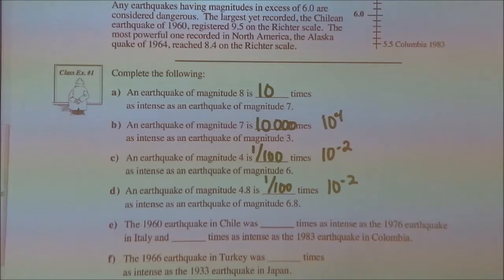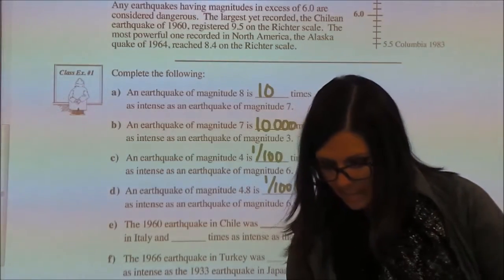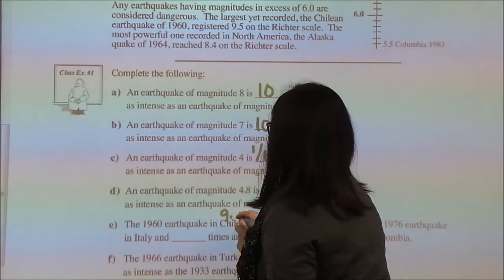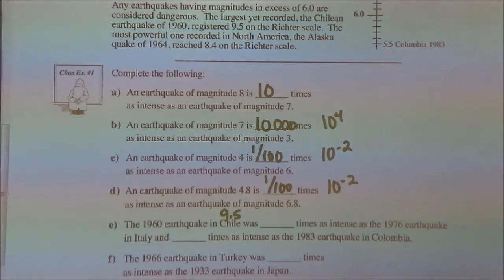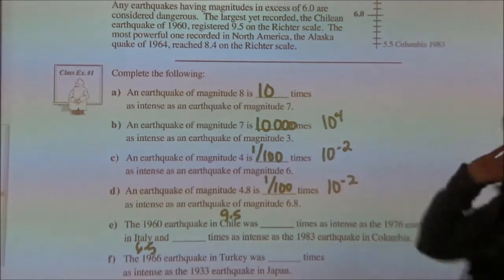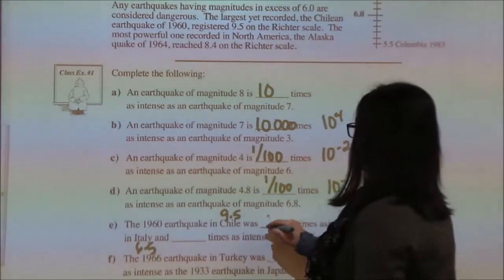In 1960, there was an earthquake in Chile. What was the magnitude of that earthquake? 9.5. Thank you. And in 1976, there was an earthquake in Italy. What was its magnitude? 6.5. So that 1960 earthquake in Chile was how many times as intense as the one in Italy? 1,000. 3 levels.